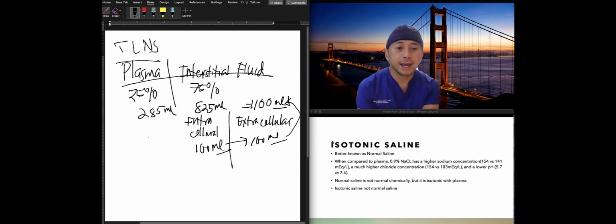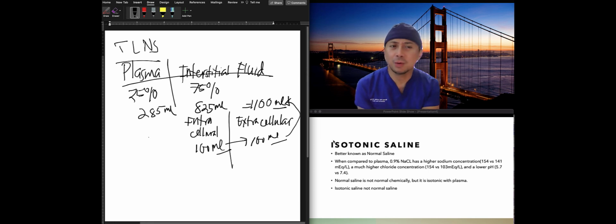Okay, then isotonic saline. Somebody asked me, why do we call it normal saline when it is actually not normal? So it's true. Normal saline is not normal chemically, so it should be called isotonic saline.